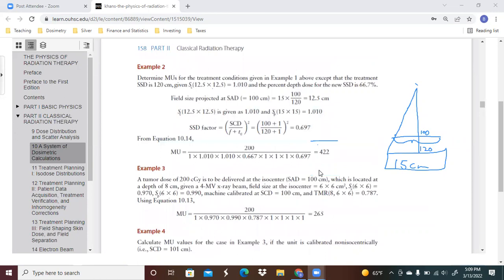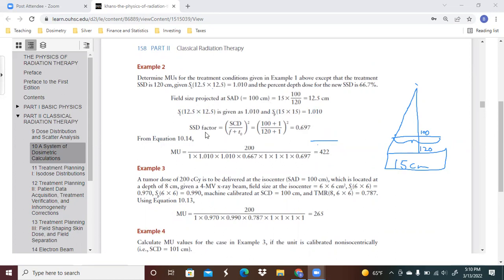So sorry for the long-winded explanation there, but the field size here again on the patient is going to be 15 by 15. So that's why they give you the phantom scatter at 15 by 15, but the collimator scatter is at 12.5 by 12.5. So we have these two factors here.